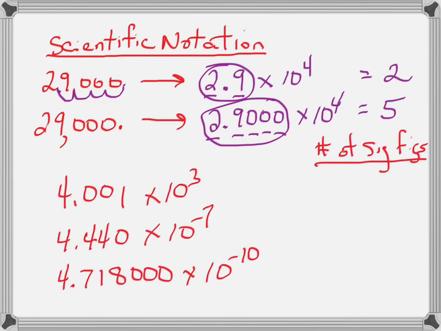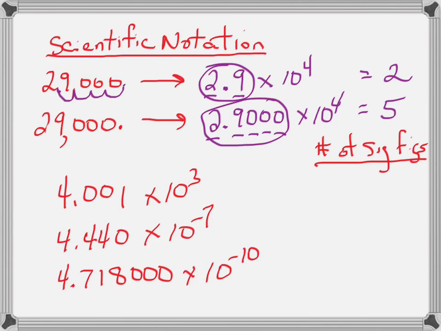So here's a couple of examples of numbers in scientific notation. Notice I can tell it's in scientific notation because I see that times 10 to some power. In this case, on the first example, it's 10 to the third. On the second one, it's 10 to the negative 7. On the third one, it's 10 to the negative 10th. You don't care if it's negative 10th, negative 7th, or positive 3.